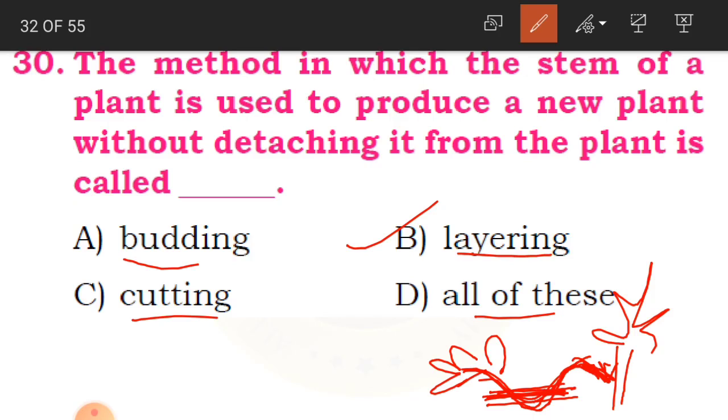We will be continuing to the other questions in the next session. Okay. So until then, just revise all these questions once again. Okay. And take care and goodbye.